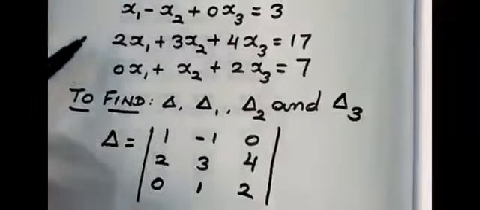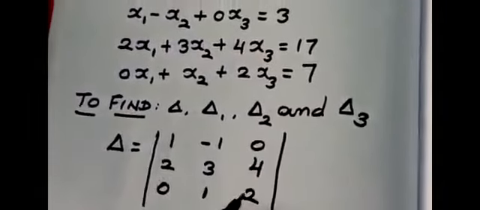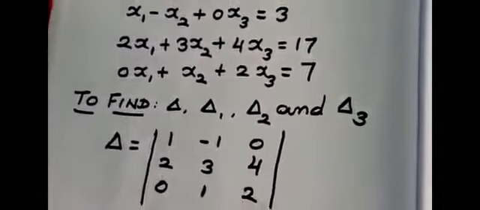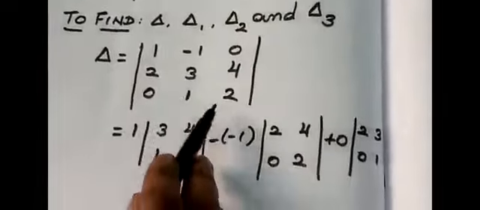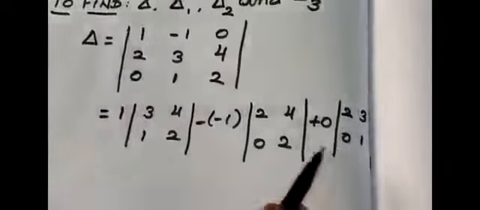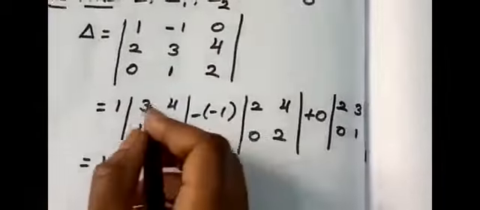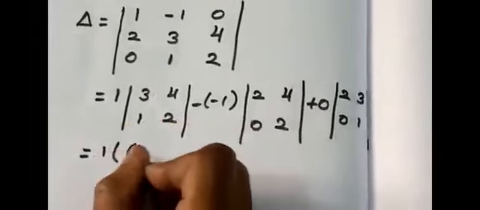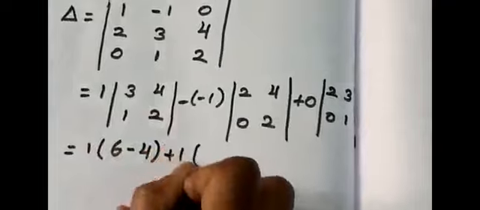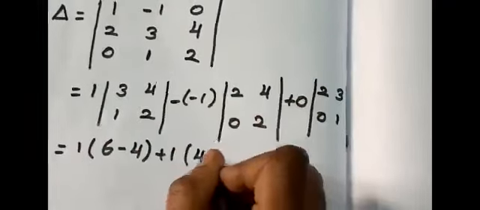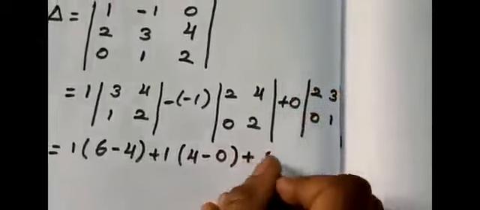So from this place I am taking the value for x1, x2 and x3, taking the coefficients. So I can write like this. I'm going to calculate using the determinant method. I'll be writing like this. Now if you calculate, 1 cross multiply the term, 6 minus 4, minus of minus plus 1, 4 minus 0, plus 0 into any determinant, you will get the value as 0.